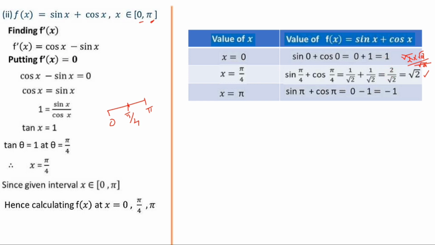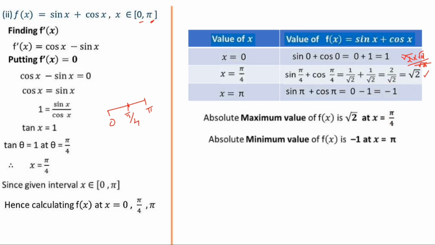So here the absolute maximum is root 2. So here absolute maximum value of f of x is root 2 at x is equal to pi by 4. Then absolute minimum is minus 1. So absolute minimum of f of x is minus 1 at x is equal to pi. Hope it is clear.